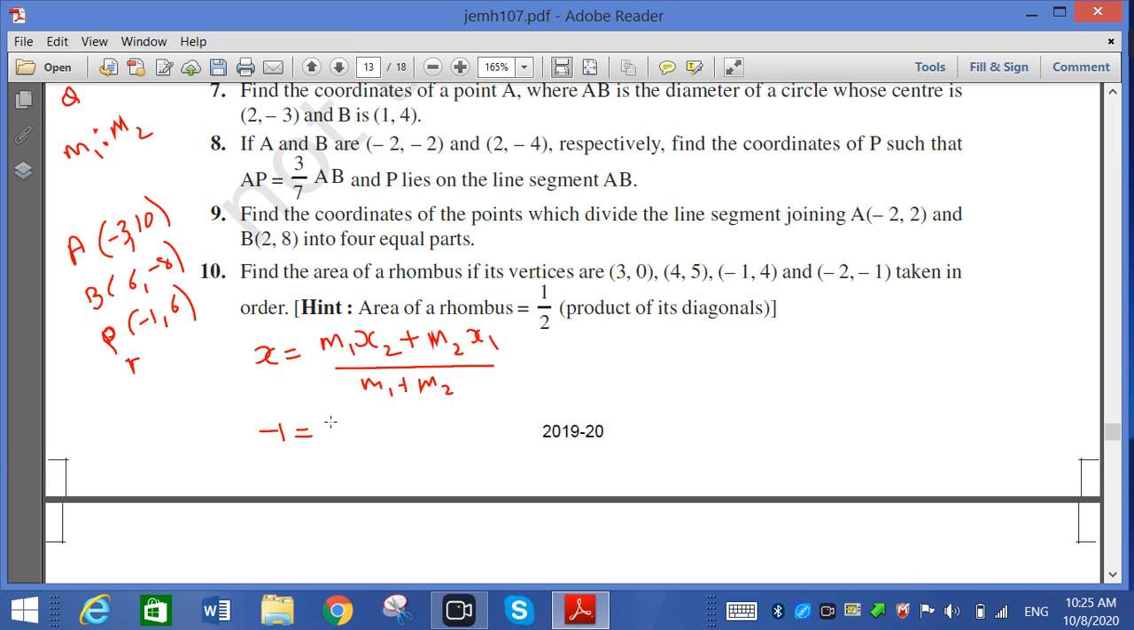m1, that we have to find out. x2, always remember, otherwise you have to write here x1 y1. Here we have to write x2 y2. So x2, that is minus 8. m2, that we have to find out. x1, that is minus 3. Sorry, we are using the wrong value here.